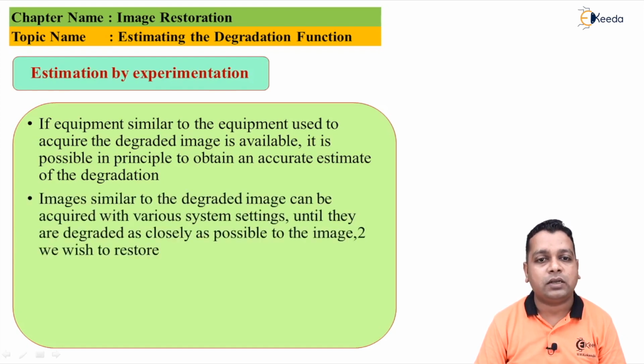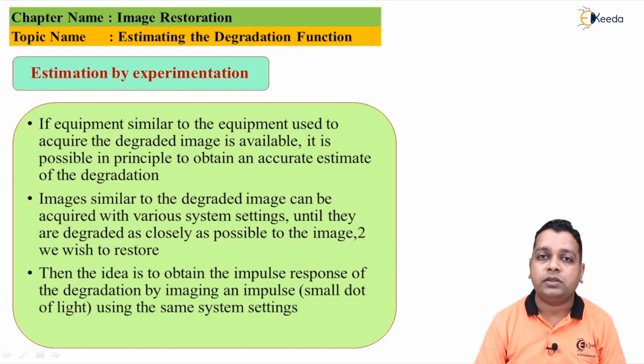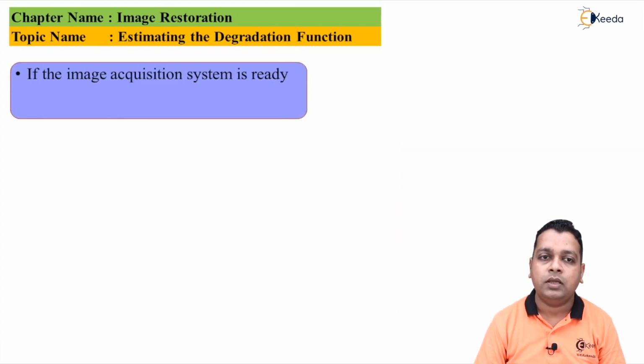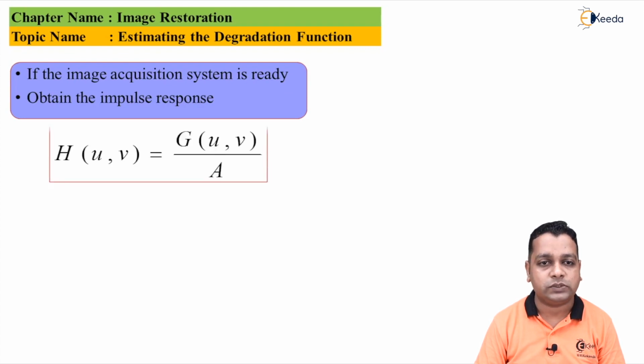So images that are similar to the degraded image can be acquired with various system settings until they are degraded as closely as possible to the given image which we wish to restore. Then the idea is to obtain the impulse response of the degradation by imaging an impulse, that is, a small dot of light, using the same system settings. If the image acquisition system is ready, then we obtain the impulse response.